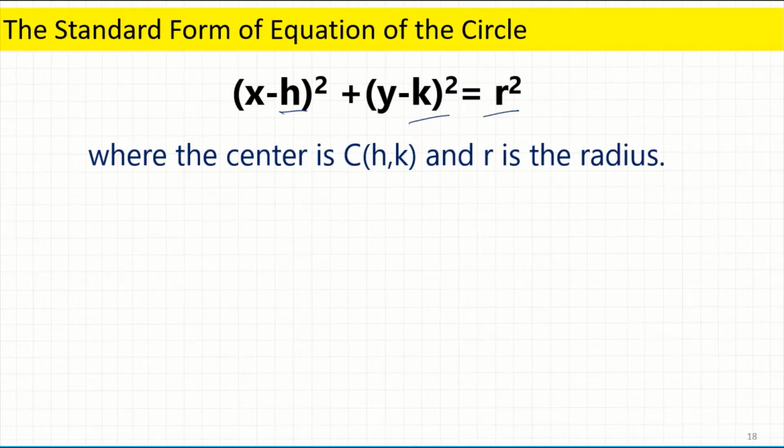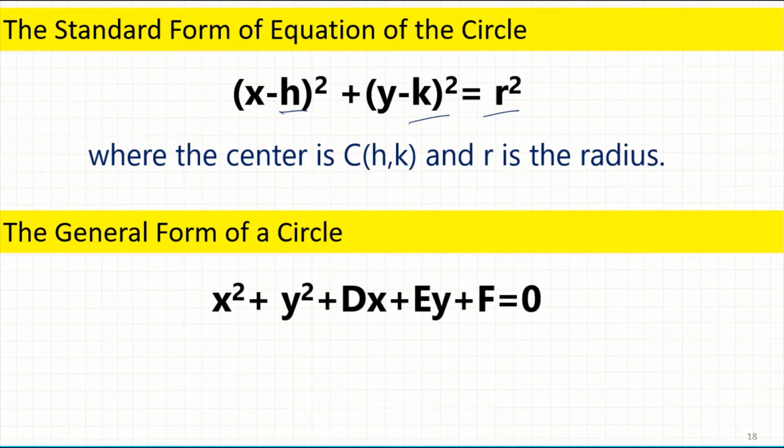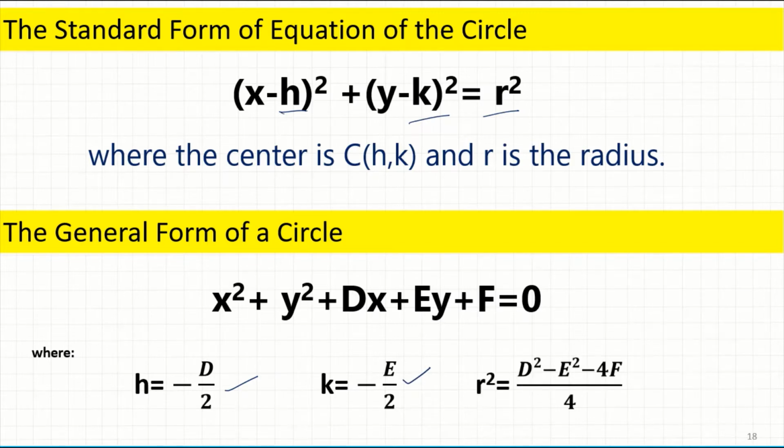Another way of representing the equation of the circle is through the general form: x squared plus y squared plus dx plus ey plus f is equal to 0. Here, h and k can be solved using negative d over 2 and negative e over 2 respectively, and for r squared we have d squared plus e squared minus 4f all over 4.